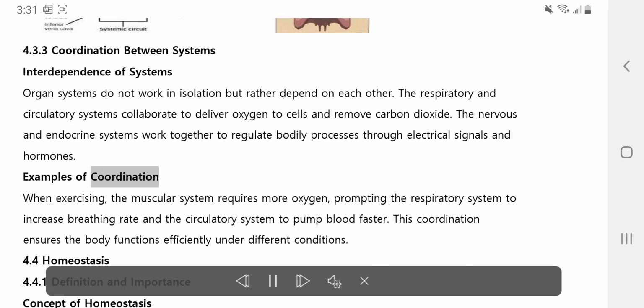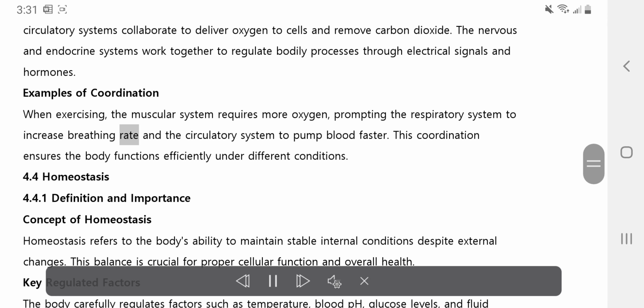Examples of coordination. When exercising, the muscular system requires more oxygen, prompting the respiratory system to increase breathing rate and the circulatory system to pump blood faster. This coordination ensures the body functions efficiently under different conditions. For point 4 Homeostasis.